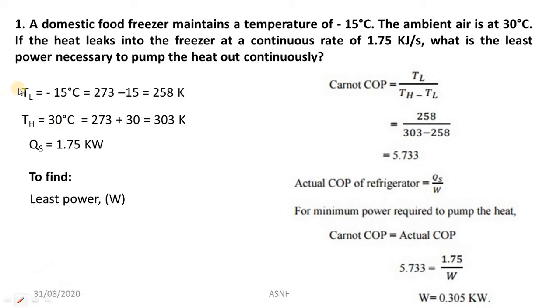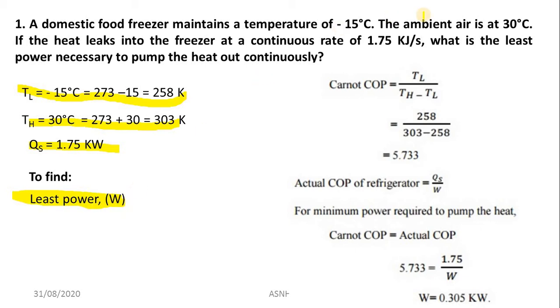The first is that the lowest temperature is given, minus 15 degrees Celsius. We convert it into Kelvin by adding 273 to get the answer. In a similar way, the highest temperature is given; just convert it into Kelvin by adding 273. And the important parameter QS is given, in other terms Q2, around 1.75, and we have to calculate the work input to that particular device for satisfactory operation, that is W.